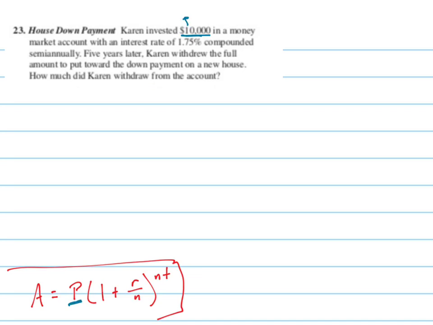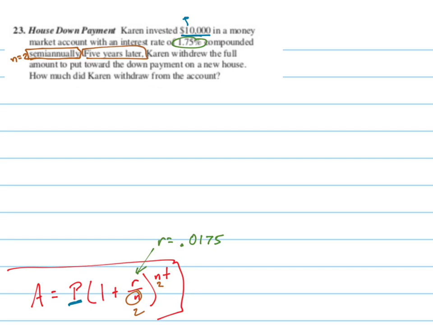In a money market account with an interest rate of, there's a rate. R equals, remember you have to move the decimal over, 0.0175. Don't forget that. Compounded semi-annually. Semi-annually means twice a year. So N equals 2. There's your N. N equals 2. 2 goes there and it goes there.